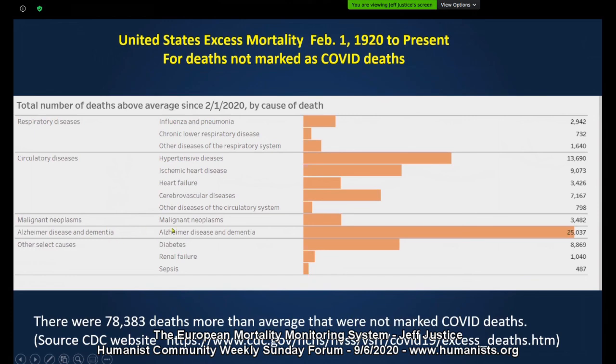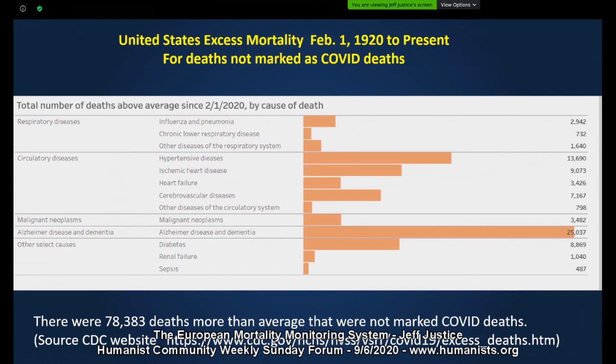And you see that dementia, for instance, Alzheimer's and dementia, 25,000 extra deaths from Alzheimer's and dementia. And then heart attacks, another 13,000 heart attacks since February 1st. So you sum up all these bars and you get 78,000 deaths above average from things that weren't marked COVID on the death certificate. Again, we could spend hours discussing what this is from. I'm just presenting the data right here.